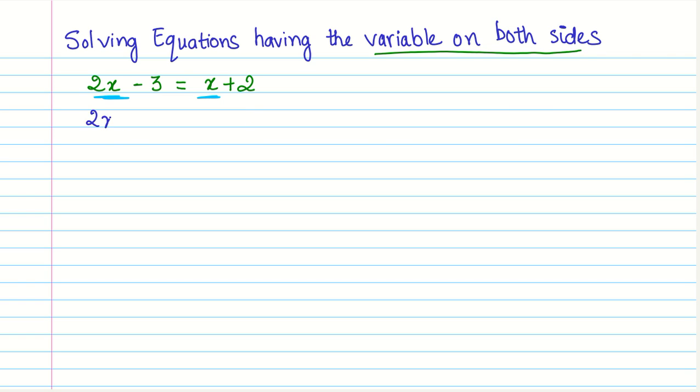So we have 2x, and then transposing the 3 from the left hand side to the right hand side, this negative sign will get changed here. So we have x plus 2 plus 3. Okay, so when this is solved further, we get 2x equals x plus 5. Now here we are, but we still want to get this x on just one of the sides.